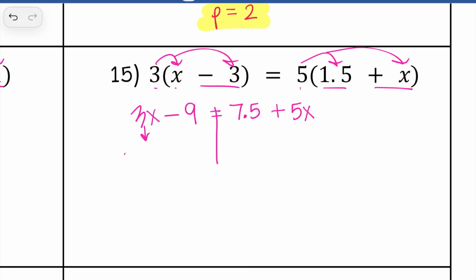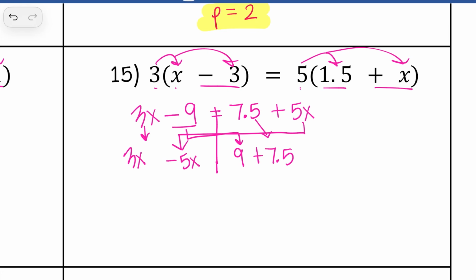All right, we're going to apply our vertical line method here. So the 3x can come straight down. That minus 9 is going to come over here to the right and become a positive 9. The 7.5 can come straight down. It's on the correct side. And then the plus 5x switches sides and becomes a minus 5x.